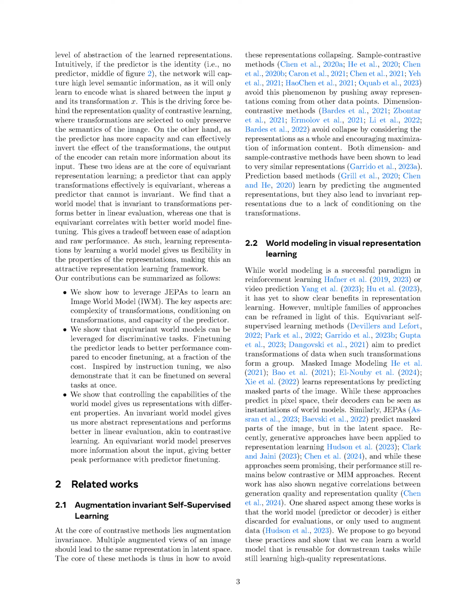Section Summary. In this section, we explore the potential benefits of learning and utilizing world models in visual representation learning. By introducing Image World Models, IWM, based on Joint Embedding Predictive Architectures, JEPAs, we demonstrate that leveraging world models can lead to improved performance in downstream tasks through fine-tuning. We highlight the importance of the complexity of transformations, conditioning on transformations, and the capacity of the predictor in learning representations with different properties, showing that an equivariant world model can enhance performance in discriminative tasks.